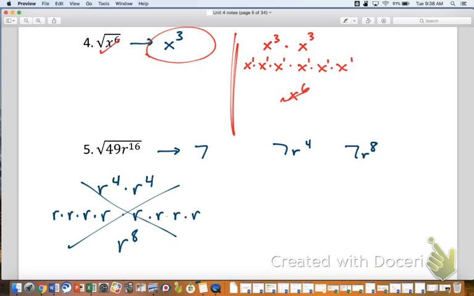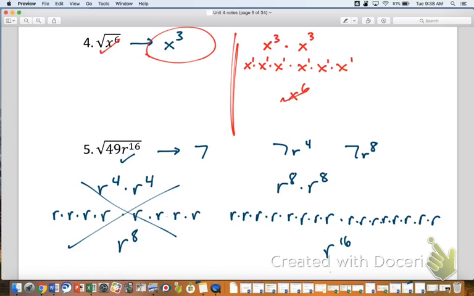If I look at the r to the 8th and double check that, this will be a little bit tougher because there's a lot of them. So this will be 1, 2, 3, 4, 5, 6, 7, 8 of them, I think. Yep. Times 1, 2, 3, 4, 5, 6, 7, 8. 8 of them. What is 8 r's times 8 r's? How many r's are there? 16. Ah, that's it, isn't it? So this would be r to the 16th, which does check with this. So that tells me that 7r to the 8th is my correct answer.